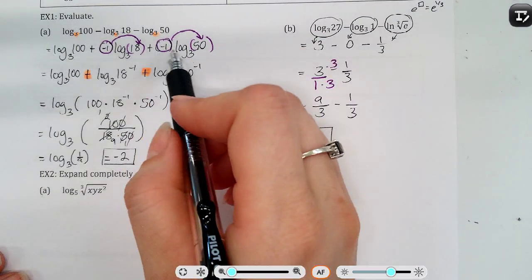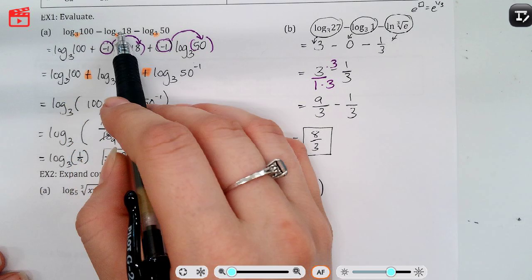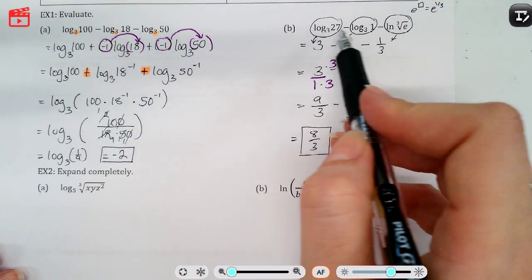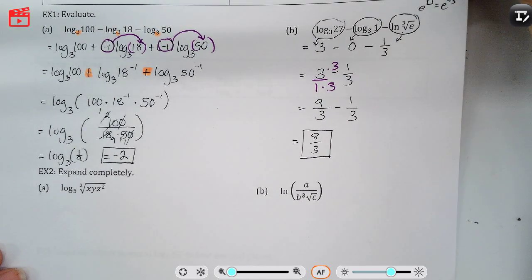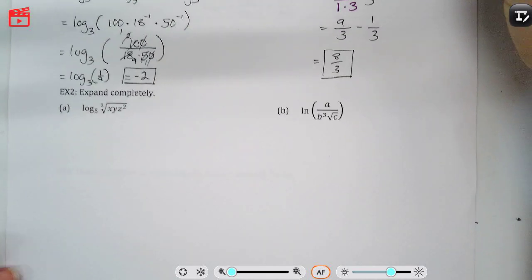All right, so notice this one we could combine it all because they all had the same base. This one we could not. These two had the same base, but this one did not. All right, now, next we have a different version.